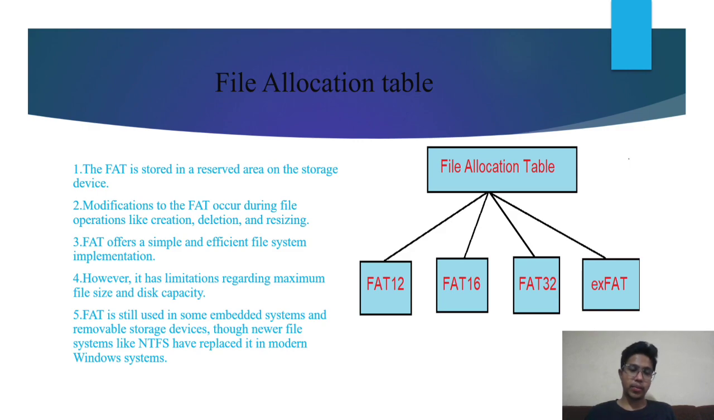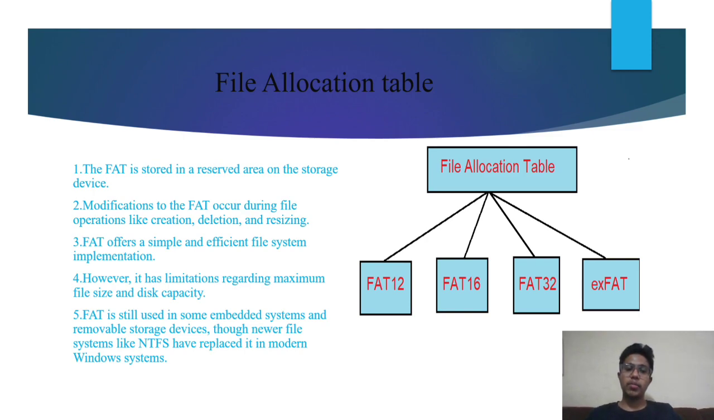File allocation table is still used in embedded systems and removable storage devices, though newer file systems like NTFS have replaced it in modern Windows systems. File allocation table is divided into four types: FAT12, FAT16, FAT32, and exFAT.